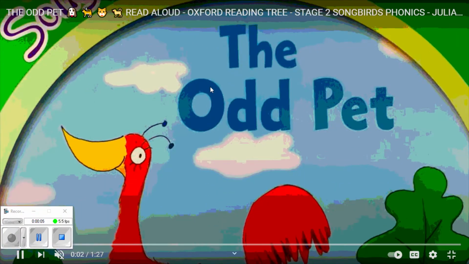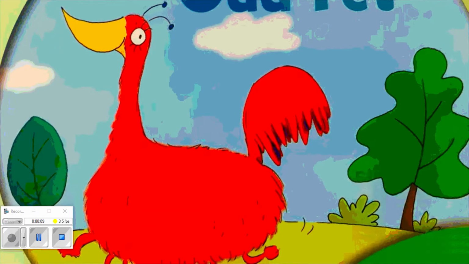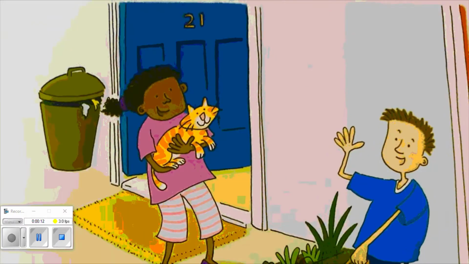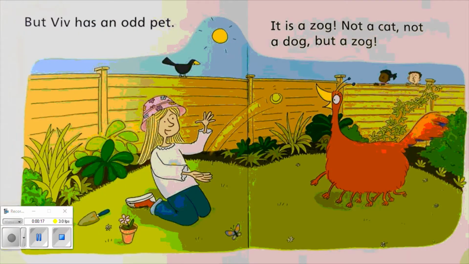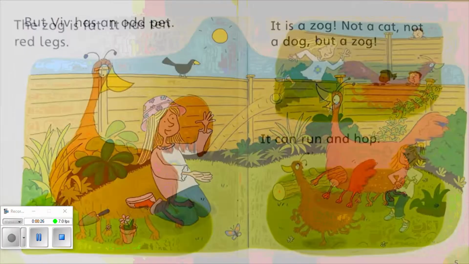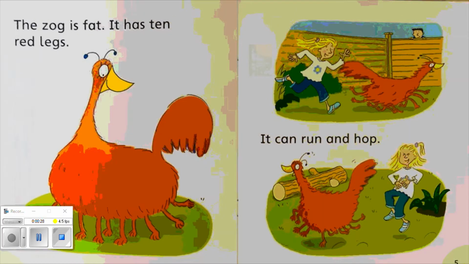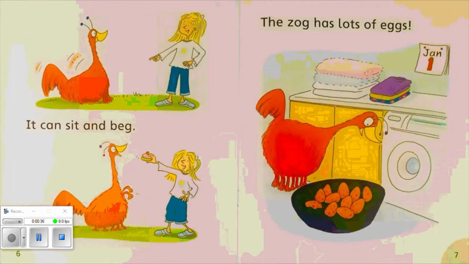The Odd Pet. Kim has a cat. Jim has a dog. But Viv has an odd pet. It is a zog, not a cat, not a dog, but a zog. The zog is fat. It has 10 red legs. It can run and hop. It can sit and beg.